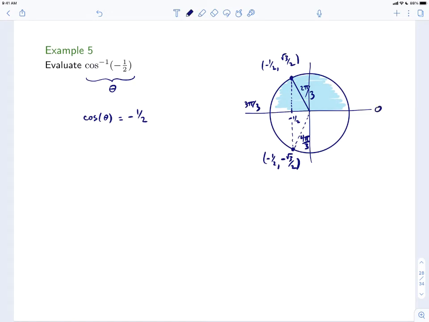So this is 0, and 3 pi over 3, that's the same thing as pi. So we're looking at the top half of the circle. So we're only interested in angles that can land you on the top half of the circle. And if you're just looking between 0 and pi, there's only one angle that does that, and that's 2 pi over 3. So theta equals 2 pi over 3. So that means that the inverse of cosine, evaluated at minus 1/2, is 2 pi over 3.